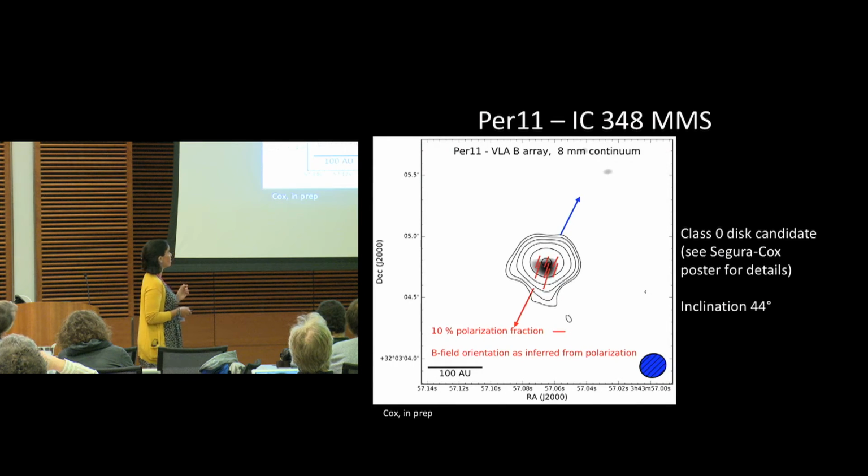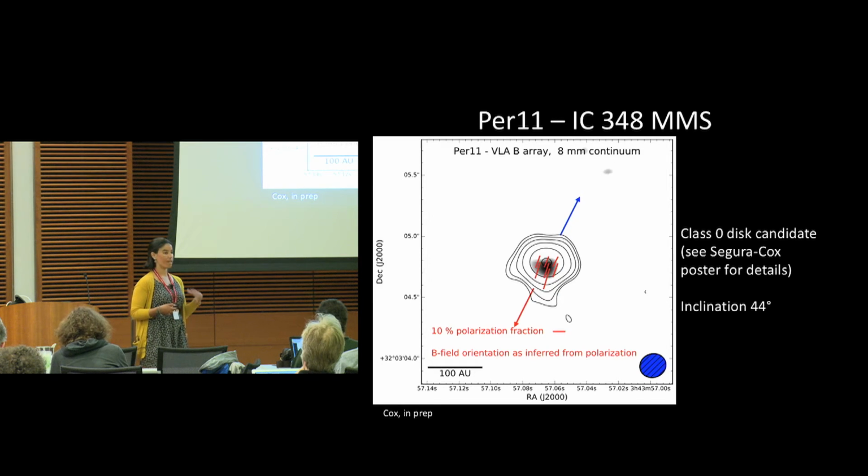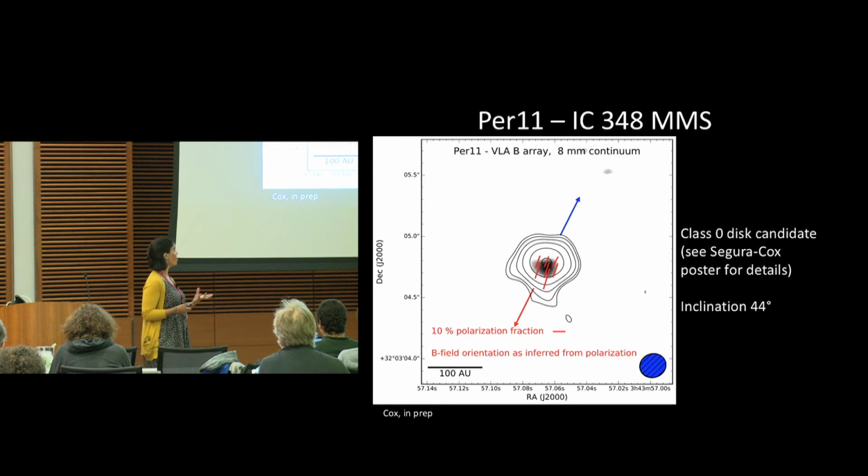So another source in our survey was IC348MMS, and this source is interesting because it's a class zero disk candidate. And here, again, we see very large polarization percentages at about 10 to 12%. So not expected at all.